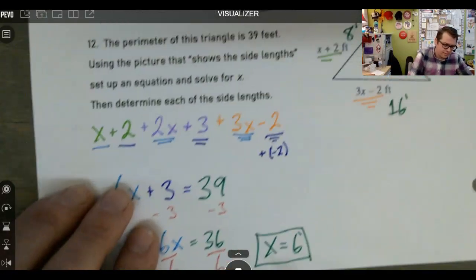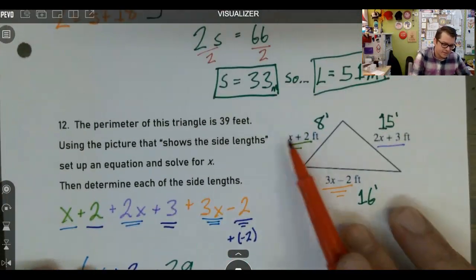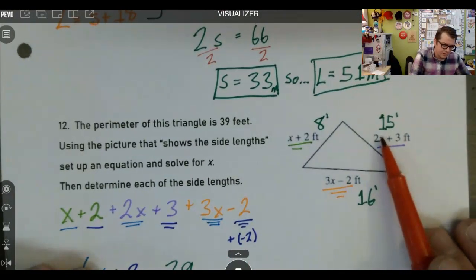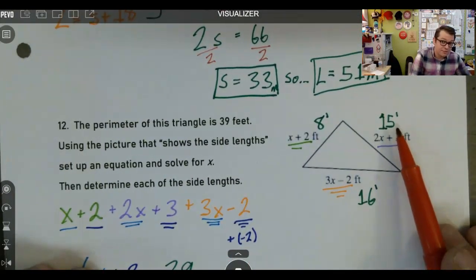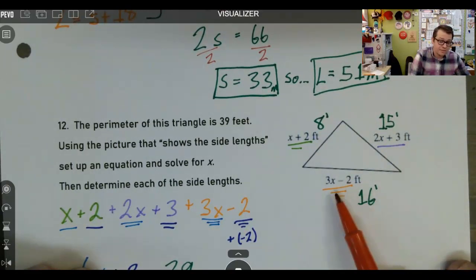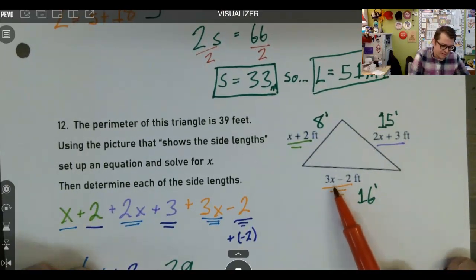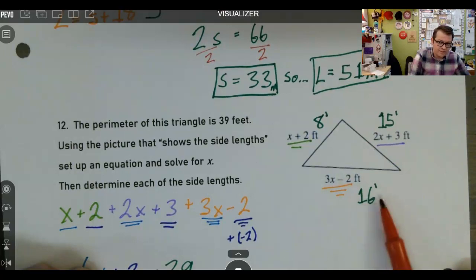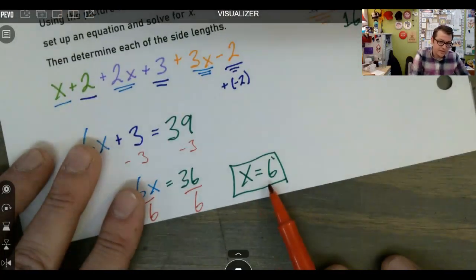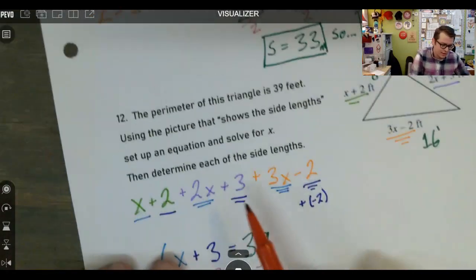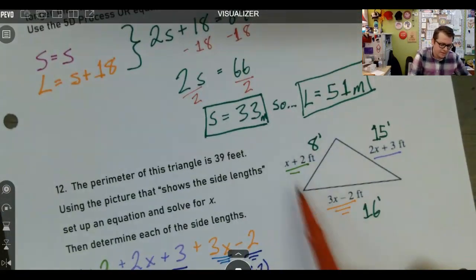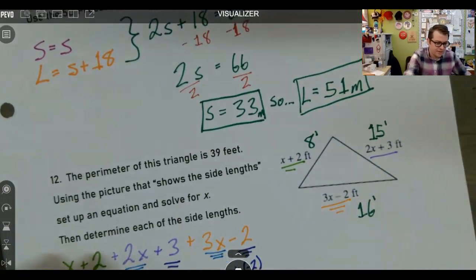And from there, I can plug in, if x is 6, 6 plus 2 is 8. 2 times 6 is 12, plus 3 more is 15. And 3 times 6 is 18 minus 2 gives us 16. So once we know x is 6, that's not our answer. We got to determine each of the side lengths. So we plug it back in and determine the side lengths that way.